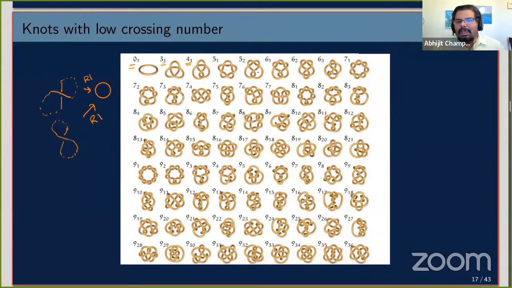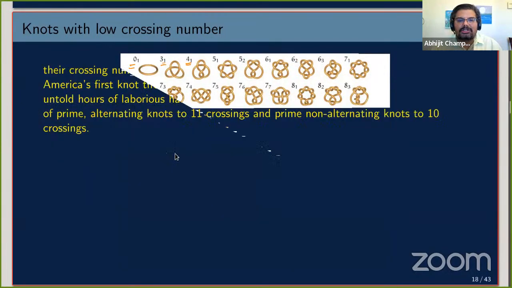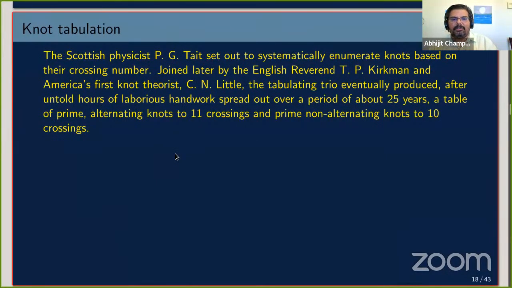So you get a diagram, and then you make sure that there are no ways to simplify it, isotope it, make it simpler using some moves, and make sure that it is not replicated or not occurring in the list before. So that's the way they tabulated over 600 knots. This was started by Tait, and then it was later joined by Kirkman and then Little, and they worked over 25 years to get this table of knots. This was about 140 years ago.